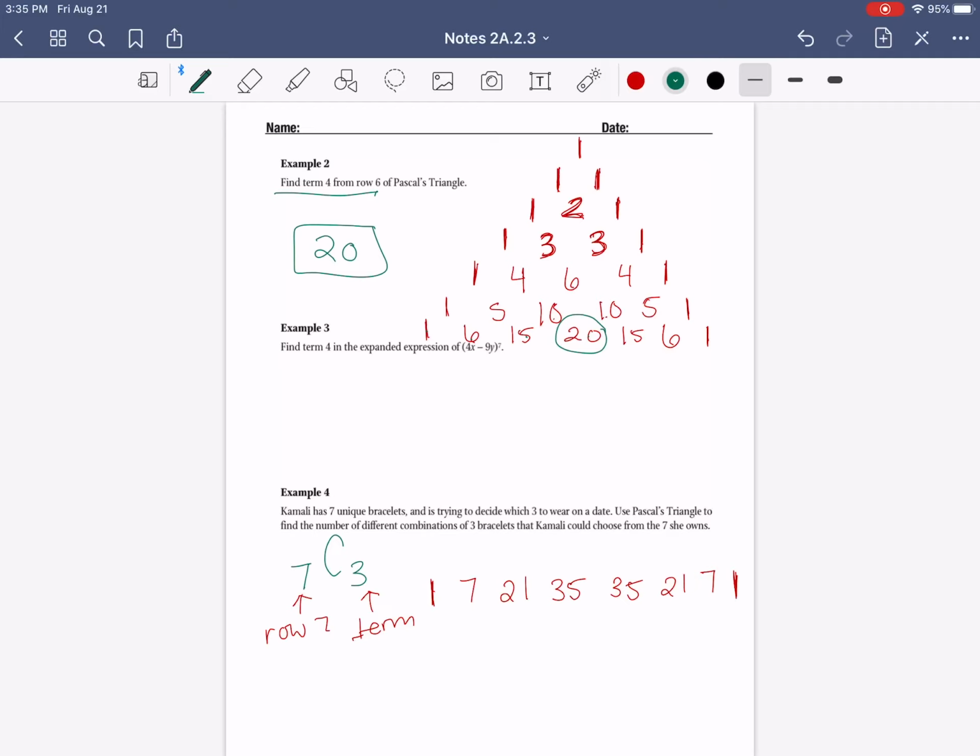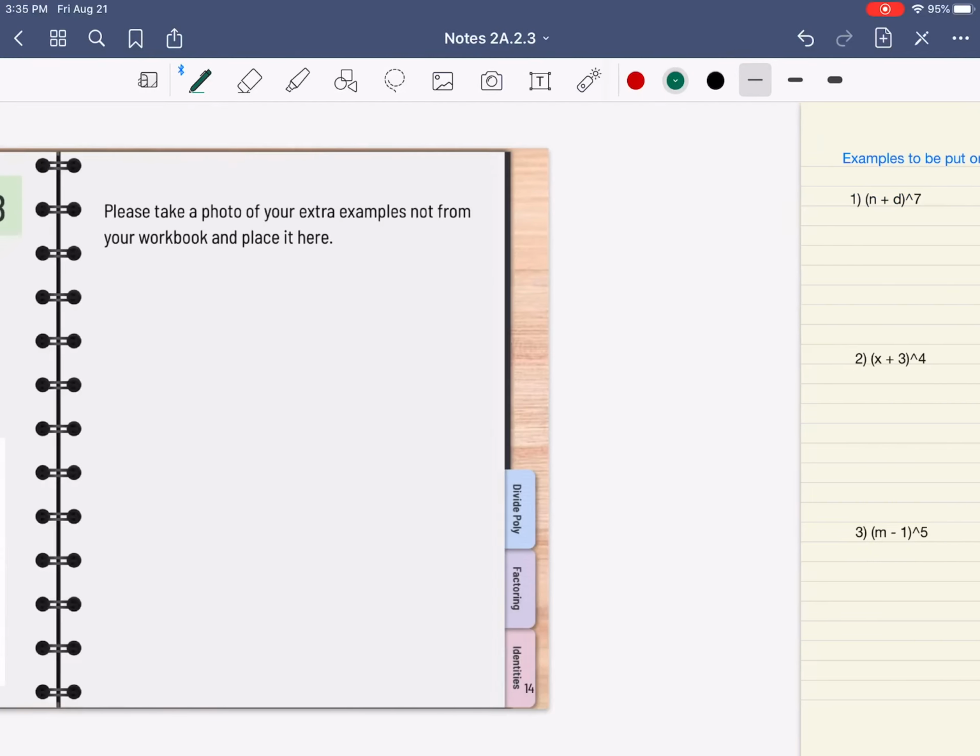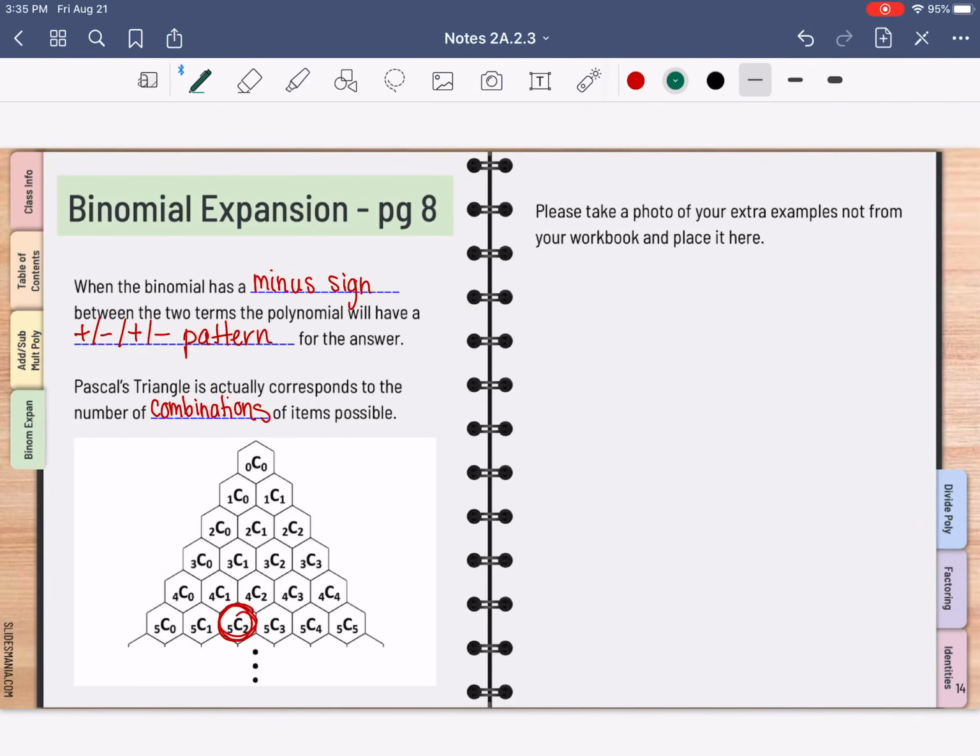I lied, it's not term 3. It's row 7. It's actually going to be term 4, because if you saw over here on this little, sorry, I have to scroll back. You actually start with, on the outside is 5 choose 0, like on this line right here. And then it says 5 choose 1, 5 choose 2, 5 choose 3, 5 choose 4, 5 choose 5. You actually start with 5 choose 0, and then the end is 5 choose 5.